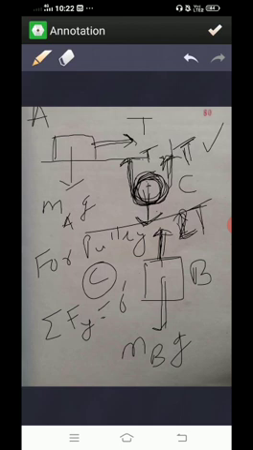This is block B. I think you are clear on all these free body diagrams. This is the free body diagram of block A, this is the free body diagram of pulley C, and this is the free body diagram of block B.